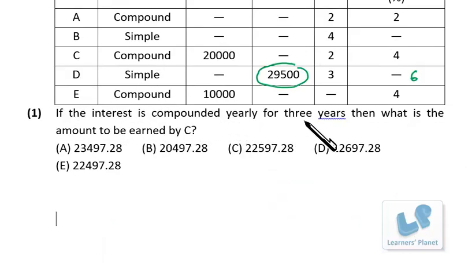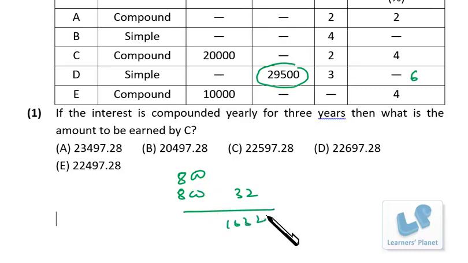If the interest is compounded yearly for 3 years, then what is the amount to be earned by C? So C, principal is 20,000 and rate of interest is 4% and number of years is 2. So simple interest will be for first year it is 800, and since it is compound interest, so interest on this amount will also be earned. So 4% of 800, that is 32 rupees. So in all it is 1632, right? So 20,000 and 1632, so it is 21632. So there is no option like this, so probably all the options are wrong. Okay, so your answer will be 21632. So the problem is simple. I hope you are clear.